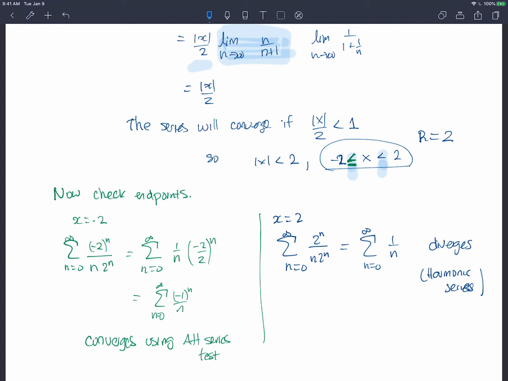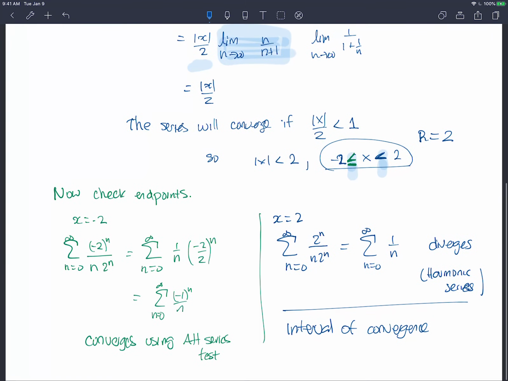Okay, so there we go. My interval of convergence is what I had right here. x has to be greater than or equal to -2, but not +2. So the interval of convergence would include the -2, not the 2. Okay, that'll be my final answer.